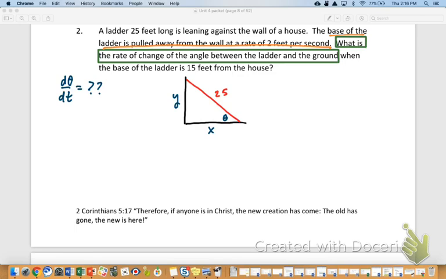Say again? So I use the letter x for my base. So would you be okay with dx dt? Yeah. Okay. So dx dt equals 2, and that is 2. Agreed.